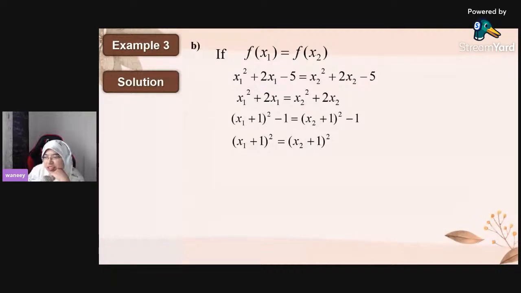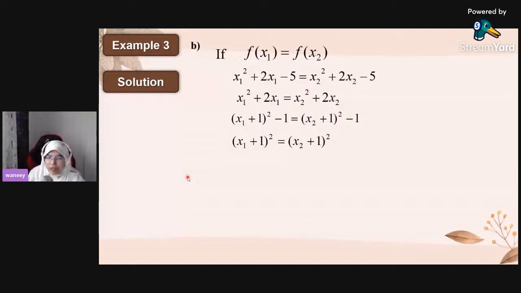Okay, so now let's see what's the answer. So basically we have (x1 plus 1) squared equal to (x2 plus 1) squared. So you can actually do square root on both sides. However, we have an even power. So whenever we have an even power, we need to keep in mind that whenever we apply the square root, we have to put plus and minus. Sebab kita ada even power.